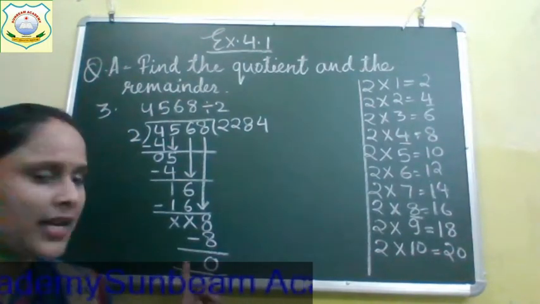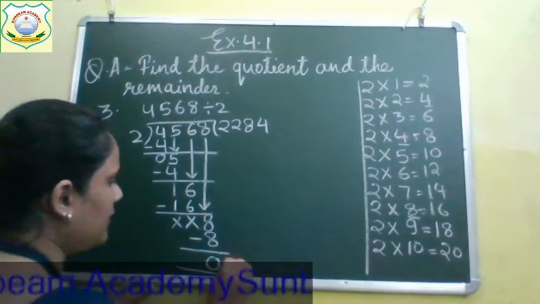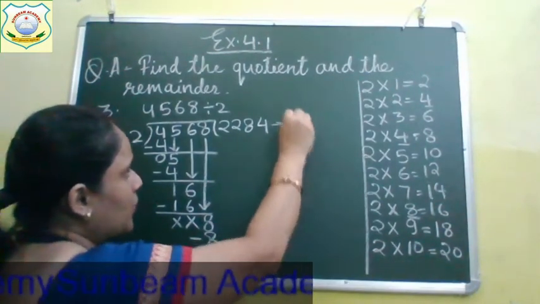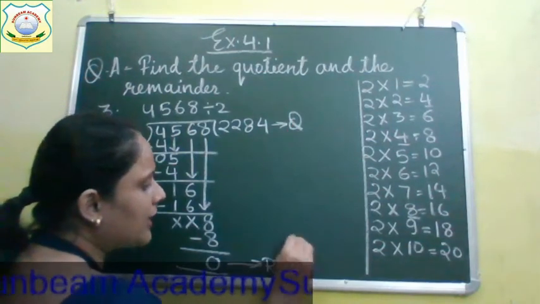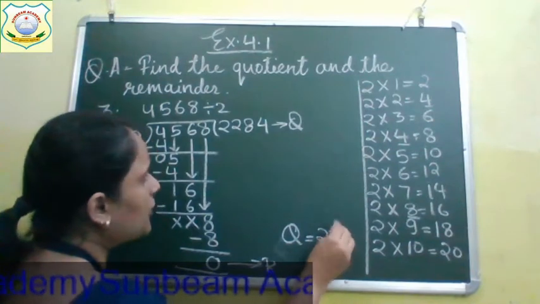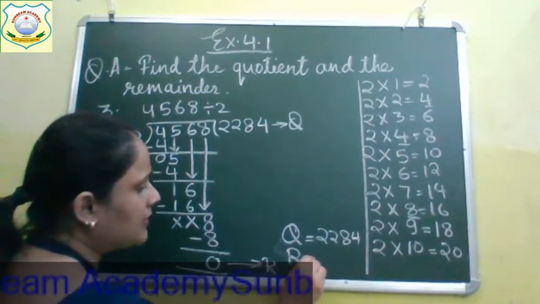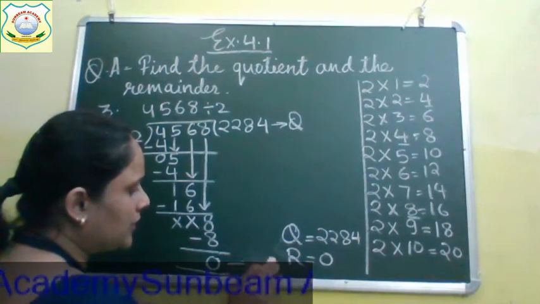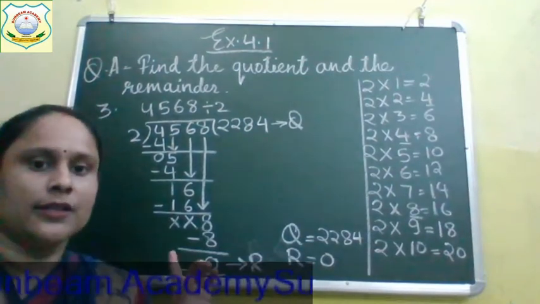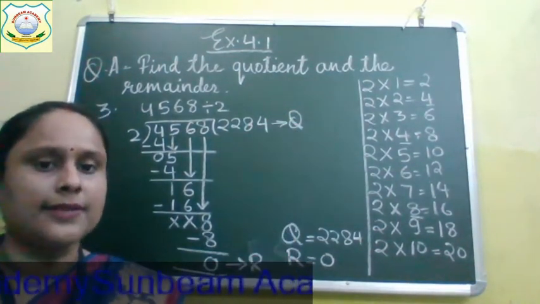Okay, so the number that is remaining at the end is known as remainder. This is your remainder and this is your quotient. But you have to write quotient and remainder. So you will write quotient is equal to 2284 and remainder you will write 0. 0 is your remainder.